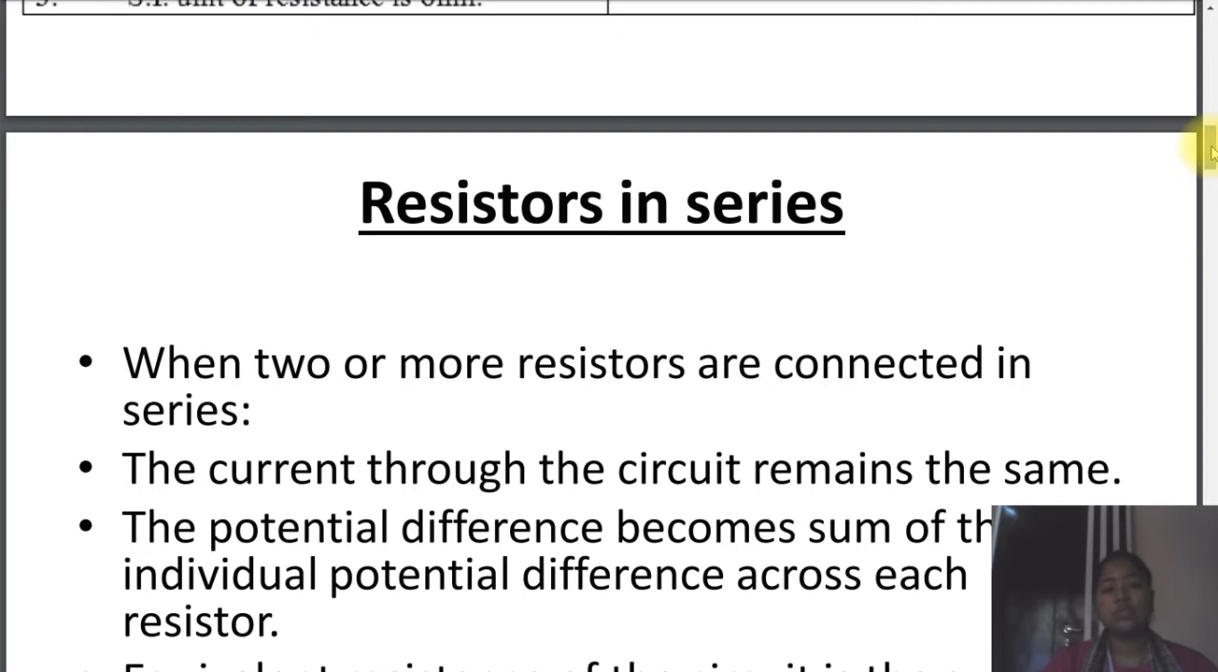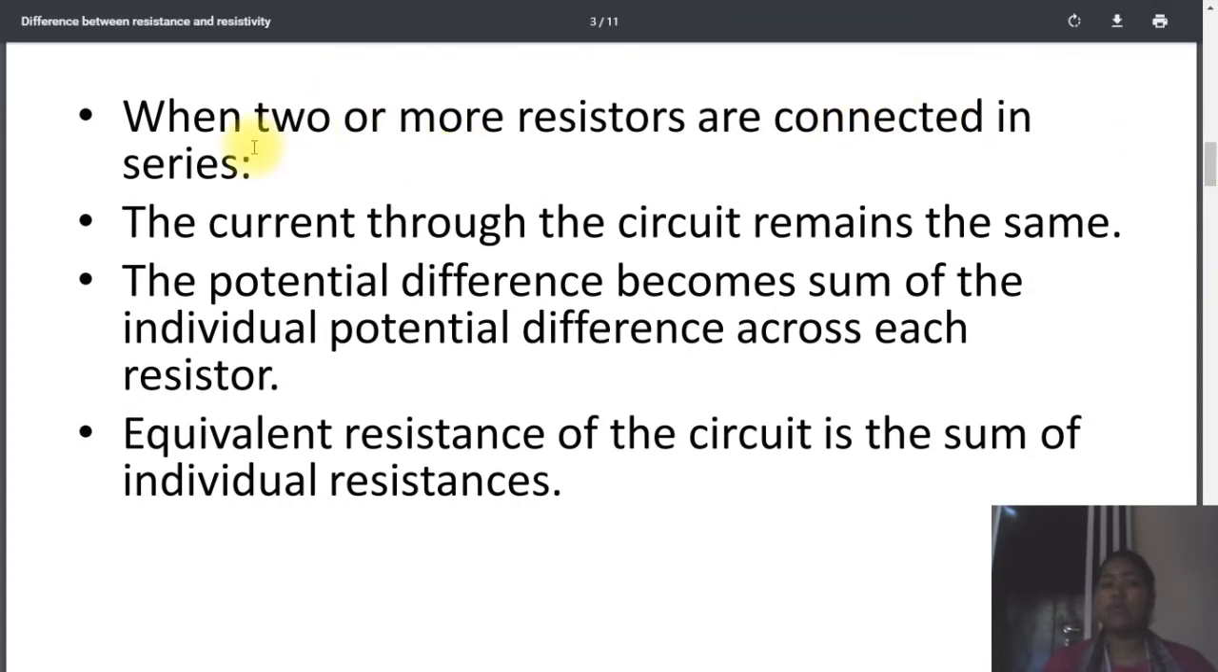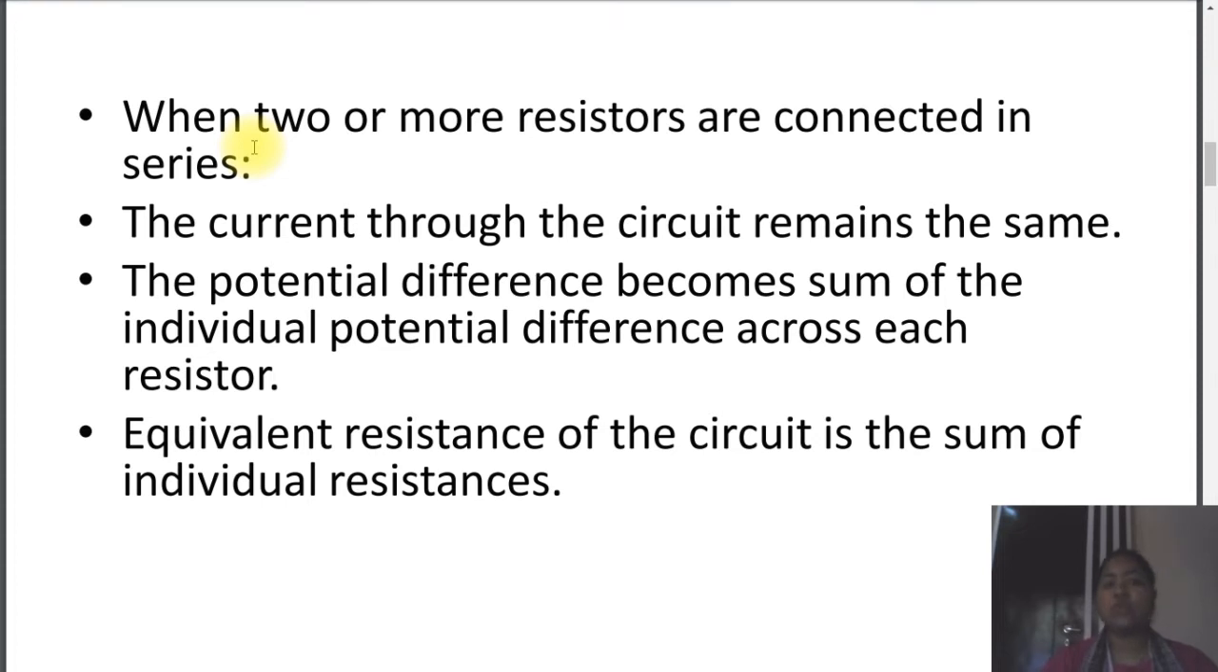Then, very first, we will talk about the series combination of resistors. Before starting the mathematical expression of the series combination of resistors, we have some important points related to it. First, when two or more resistors are connected in series, the current through the circuit remains the same. Whenever we connect more than two resistors in the electrical circuit, the current through the circuit remains the same.